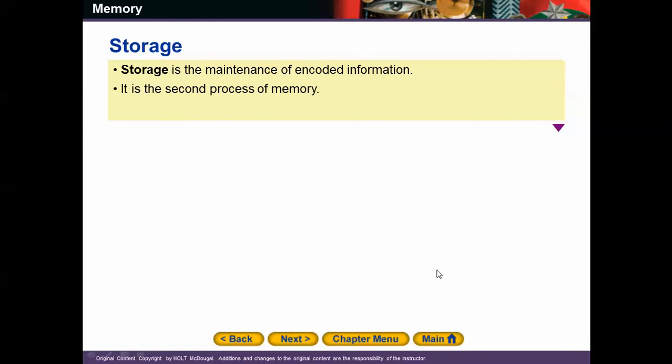After information is encoded, it must be stored, and storage is the second process of memory, and it's the maintenance of encoded information over a period of time. Like with encoding, human storage of information is not that different from computer storage of information, but with a computer, the user must instruct the machine to save the information in its memory. But people who want to store new information in their memory use a variety of strategies, and these strategies are related closely to the strategies people use for encoding.